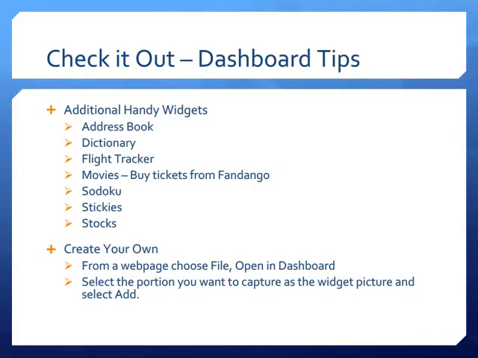Check out some of these handy dashboard tips. Look to download additional widgets such as an address book and a dictionary. Check your flight status using Flight Tracker. You can even buy movie tickets from Fandango.com. You can play Sudoku, and for those of you who are hooked on Post-its, you can download a Stickies widget. And lastly, you can easily check your stocks. Instead of going out to the actual website, you can have a widget just for your stocks.